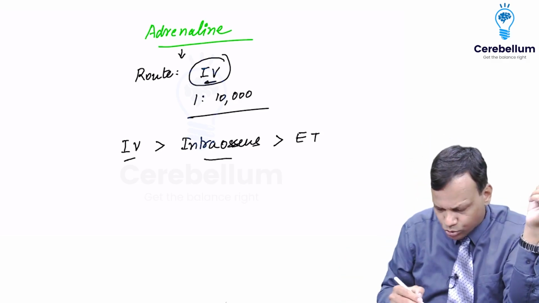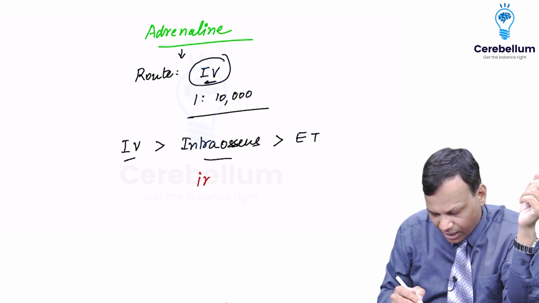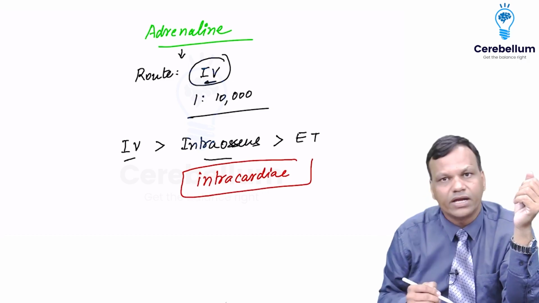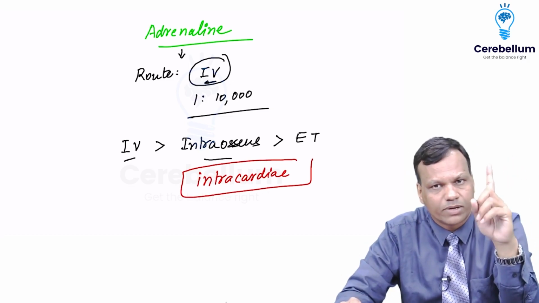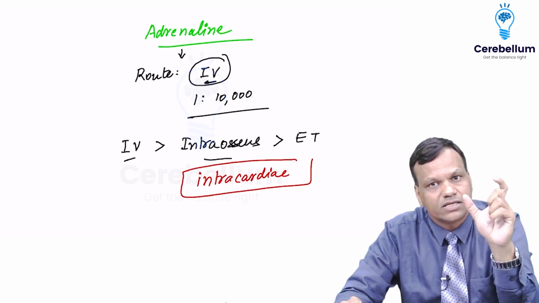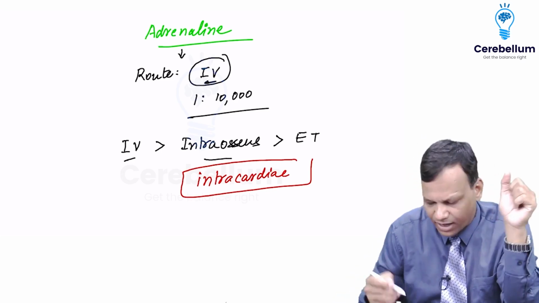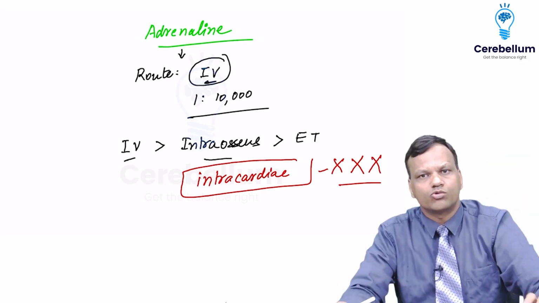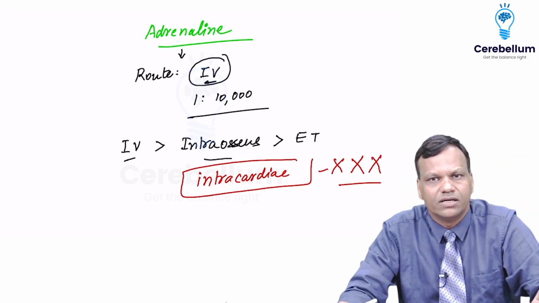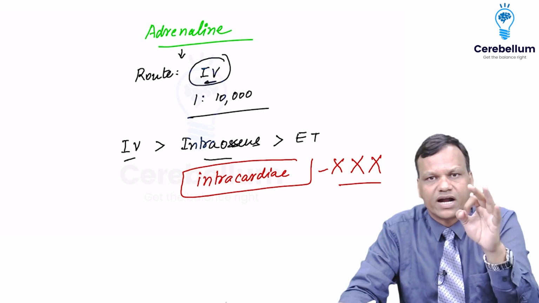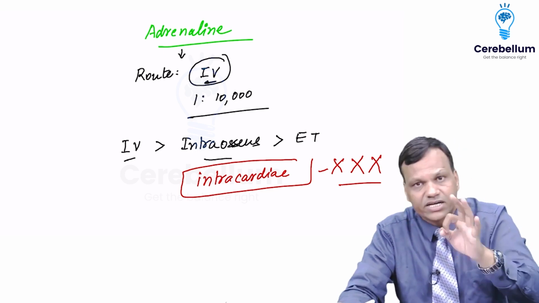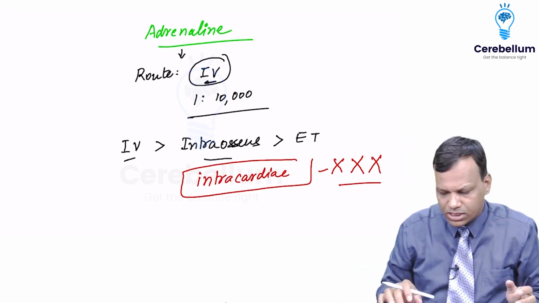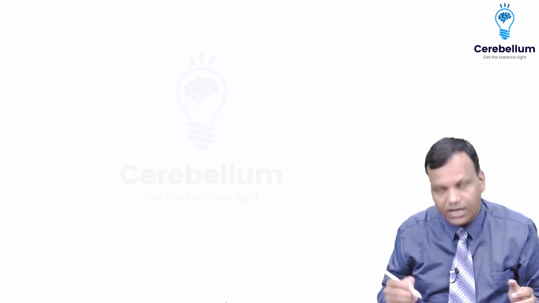Now when will you use intracardiac adrenaline? What is the indication of intracardiac adrenaline? Intracardiac adrenaline is only given in one place. What is that? That is in Hindi movies. Remember, intracardiac adrenaline was banned long ago, around 20 years back, in 2005. There is no indication of intracardiac adrenaline now. Do not answer intracardiac. It is not given at all. So that is about adrenaline and cardiac arrest.